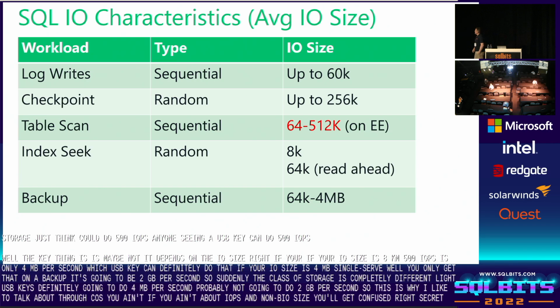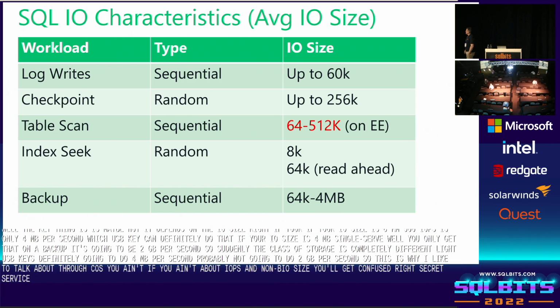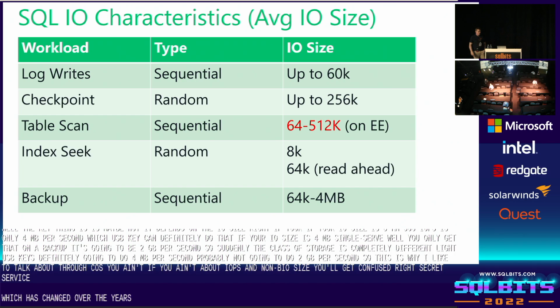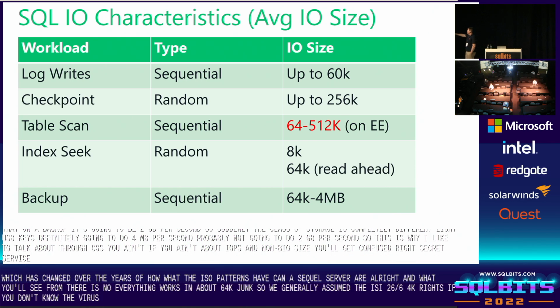SQL Server is quite an easy thing when it comes to I/O size. This is a very old chart, which hasn't really changed over the years, of what the I/O patterns of SQL Server are, right? And what you'll see from there is nearly everything works in about 64K chunks. So we generally assume the I/O size of any SQL Server is 64K, right? So if you don't know the I/O size, assume it's 64K, right?